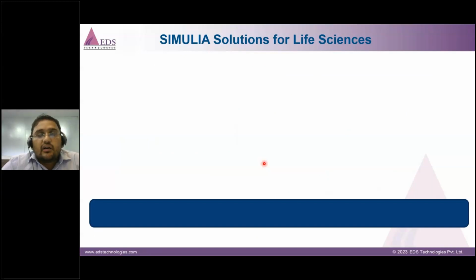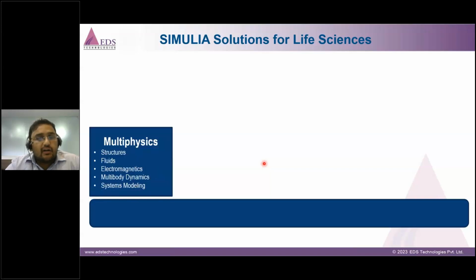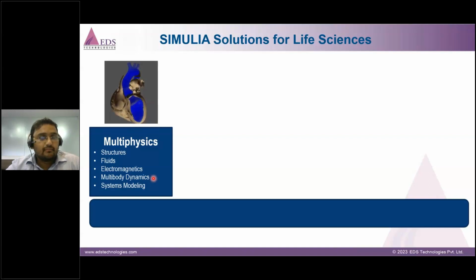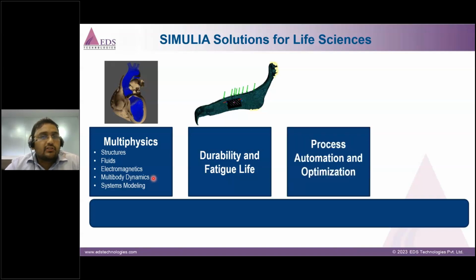Okay, now let's focus more on life sciences, specifically on medical implants. We have divided them into four categories. The first one is multiphysics, where you can work on structural, fluid, electromagnetics, multi-body, and system modeling. The second category is durability and fatigue life, where you can identify the life cycle of your component. The third one is optimization and automation.